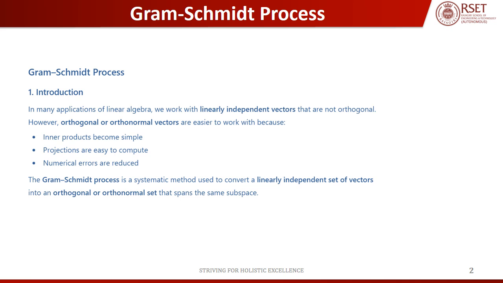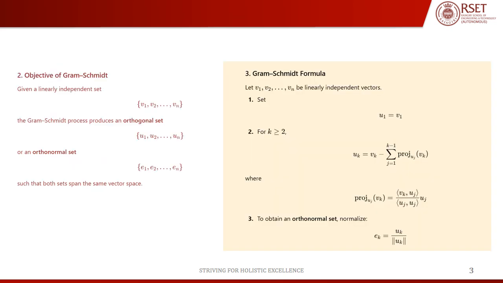However, orthogonal or orthonormal vectors are easier to work with because inner products become simple, projections are easy to compute, and numerical errors are reduced. So these are the benefits of converting vectors to orthogonal or orthonormal vectors. The Gram-Schmidt process is a systematic method used to convert a linearly independent set of vectors into an orthogonal or orthonormal set that spans the same subspace. So these are the procedures to do the Gram-Schmidt method.